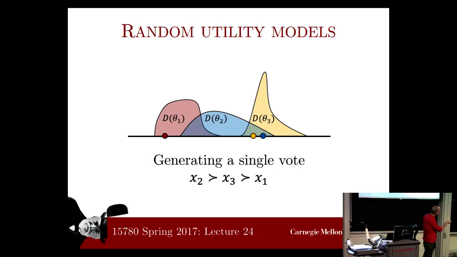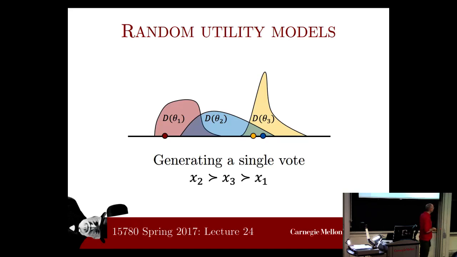And then we look at the samples, and we see that blue, which is, let's say, x2, this is the distribution for 2, is greater than yellow, which is 3, which is greater than red, which is 1. So we got the vote x2 above x3 above x1.